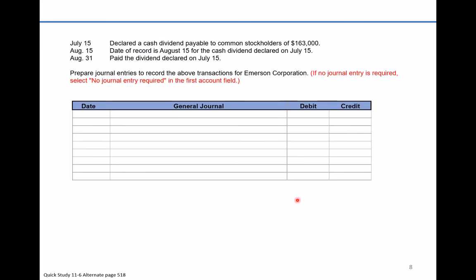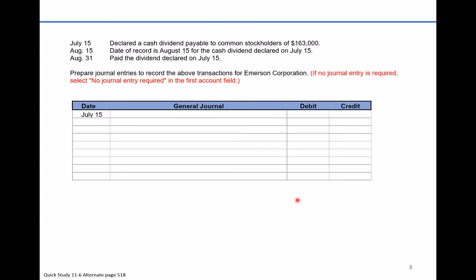Today we're taking a look at an alternate version of Quick Study 11-16 from page 518 of the textbook on Chapter 11's Reporting and Analyzing Equity. This quick study is going to take a look at accounting for cash dividends. It says there are three transactions that have happened here, and we're going to be needing to prepare entries to record the above transactions for Emerson Corporation.